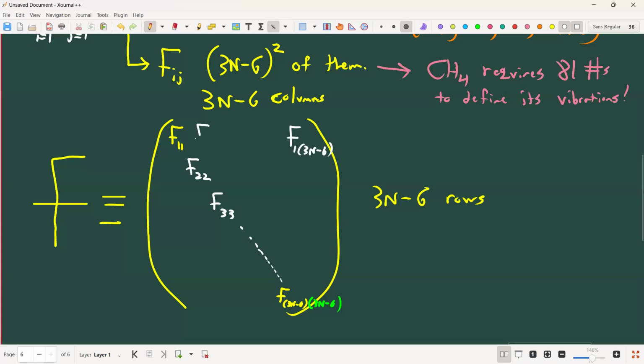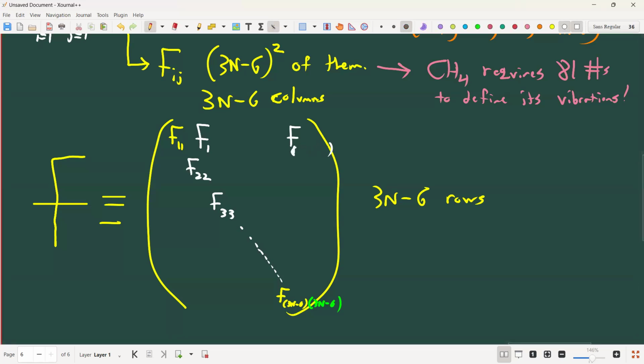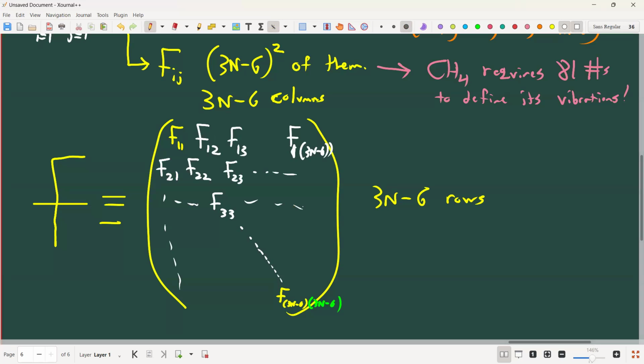There's lots of different ones. Oh, sorry, I did this wrong. All right, this is, no, that's right. F1, 3n minus 6. This is F12, F13. This is F21, F23. Right, I could just fill in this big Excel spreadsheet of all my force constants. Right? There's some features that I can find.